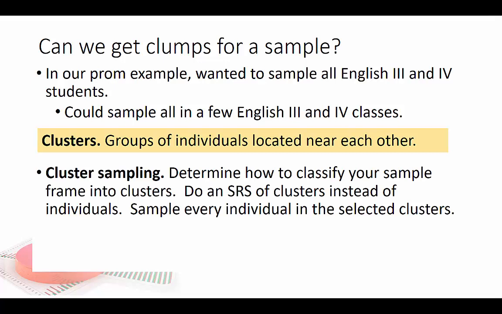So when you're creating a cluster sample, you're going to determine how to classify your sample frame into clusters. You're basically going to put an identifier on each cluster. So each of the English 3 classes would get an identifier. And then you do a simple random sample of the English 3 classes, and you get your clusters there, and you do the English 4. Actually, because I'm doing English 3 and English 4 separately, this is kind of a multi-stage sample. But if I just wanted juniors and just did a few English 3 classes, that would be cluster sampling.